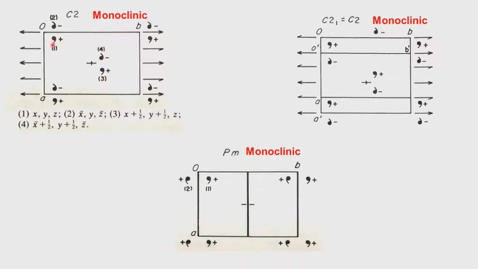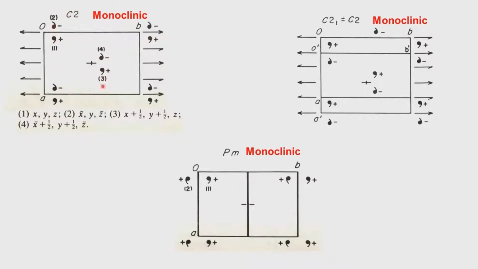Now, what is the relationship between object 1 and object 4? Object 1 and object 4 will have to now go in a very interesting way. I want you to find out what is the relationship between 1 and 4 and satisfy yourself that a combined centering operation along with the two-fold operation will generate these 4 equivalent points.